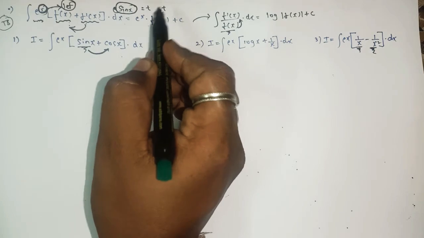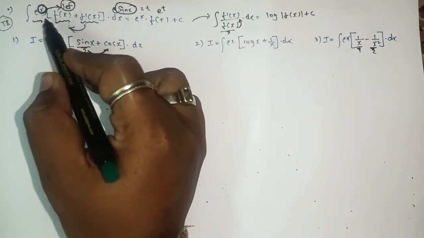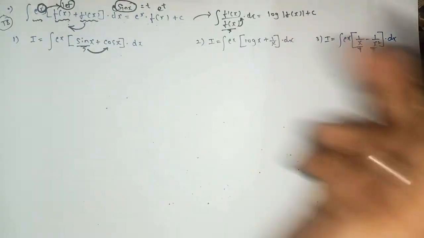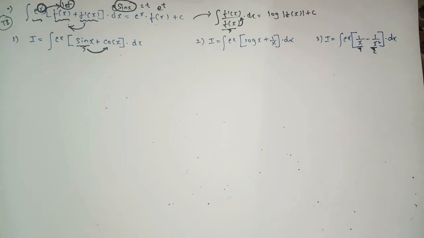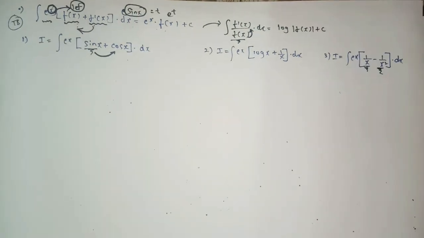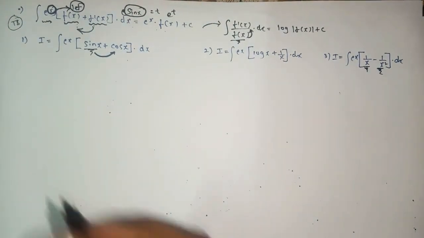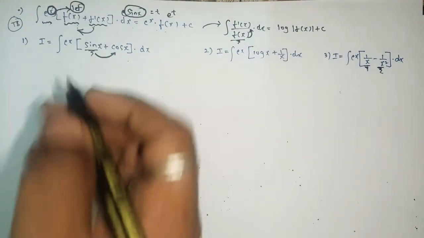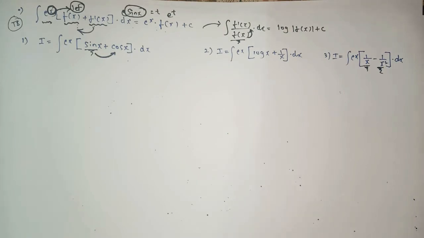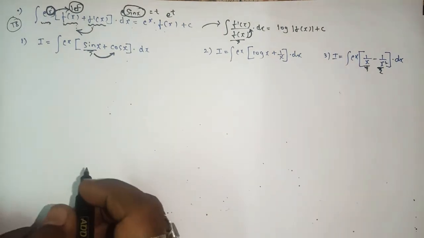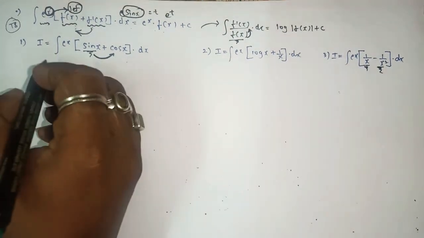So if it is e raised to t, the whole section will get converted into what? T only. So let's take a few examples, then only you will come to know exactly how to apply the property. Here we have the first example: I equals integral e raised to x (sin x plus cos x).